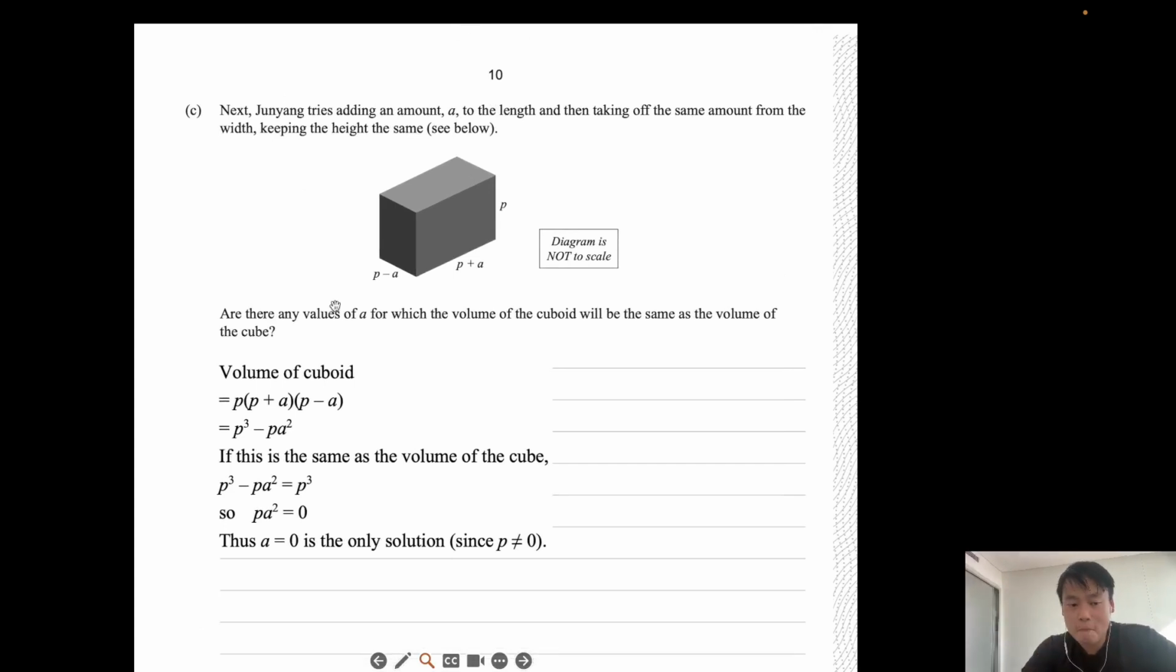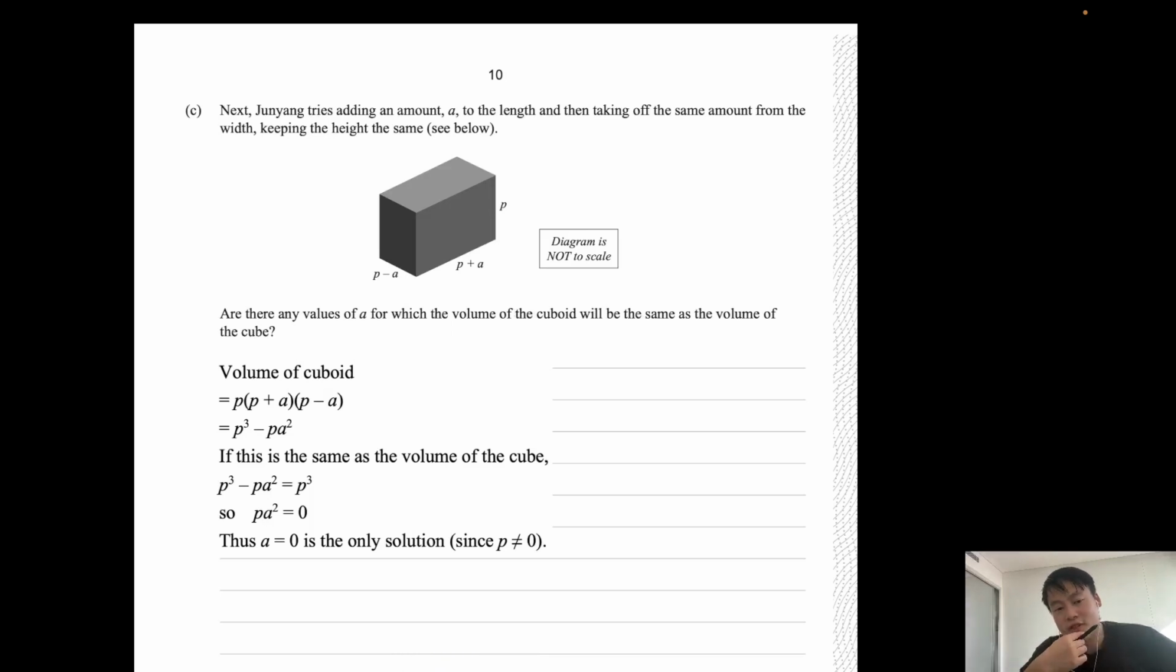Okay, so Junyang. Go straight to the question. I'm explaining to you in real time how you want to approach these questions, yeah? The thought process is really, just go straight to the question. Go back if you have to. But they're asking any values of A for which the volume of the cuboid is the same as the volume of the cube.